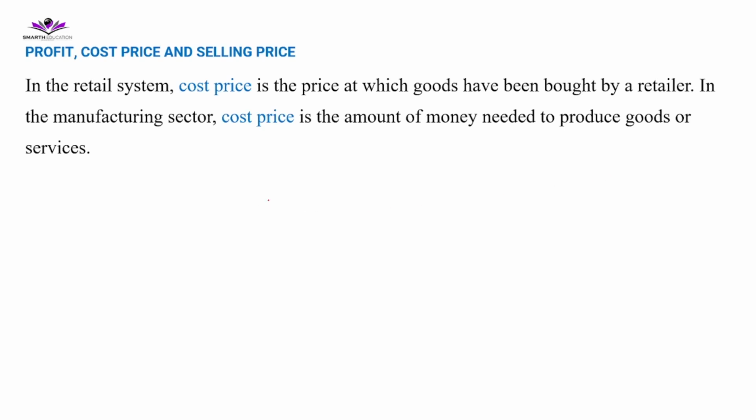In the manufacturing sector, cost price is the amount of money needed to produce goods or services. Let's say we're talking about the calculator. What is the cost of manufacturing that calculator? So in the manufacturing sector, the cost price is the amount of money needed to produce that particular product.